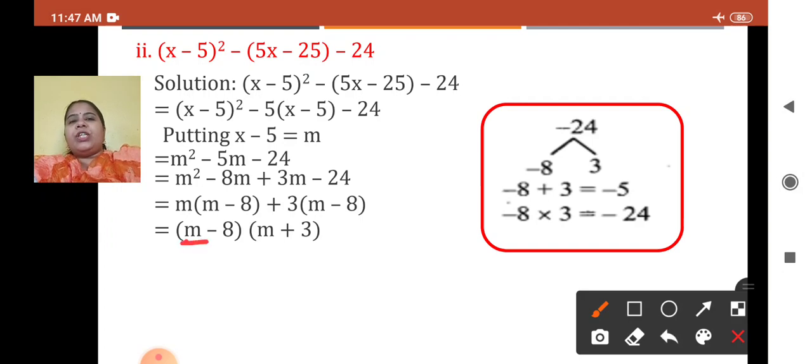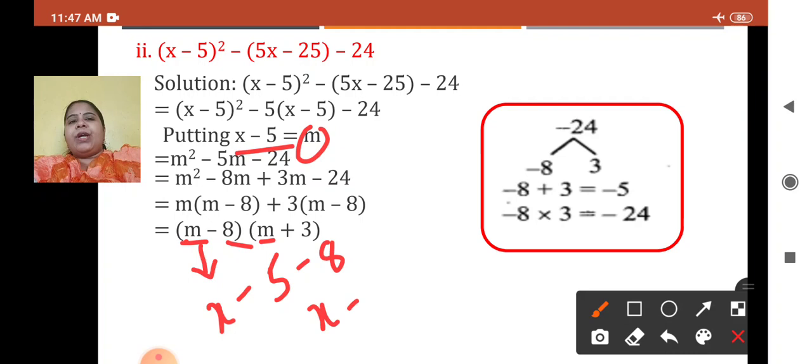Yes. After taking common, what is my next step? I need to resubstitute this. What is the value of m? The value of m is x minus 5. So this m will be written as x minus 5. Correct? And this minus 8 as it is. So what do we get? x minus 13 as one of the factors.